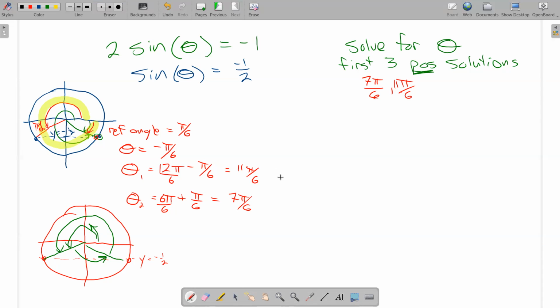So my claim is that if I take this one right here and I add 2 pi to it, that's going to be the next solution I want. So my theta 3 is going to be that 7 pi over 6 plus another period. Multiply top and bottom by 6, that's going to give me 12 pi over 6. 12 and 7 is what, 19? So 19 pi over 6 should be the next one in order.